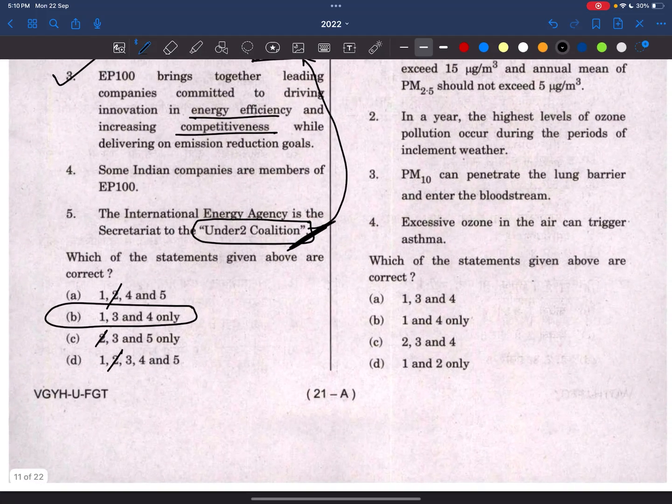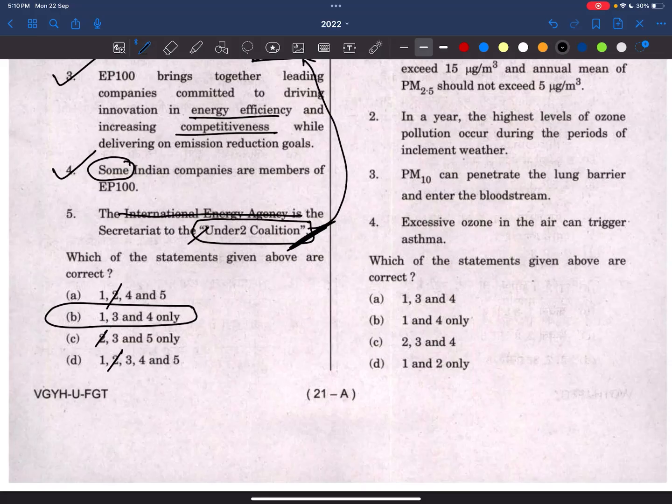Now see, some Indian companies are members of EP100. Now see, some. The possibility is there. What's wrong in Indian companies being part of EP100? So definitely they will be there. Even if you don't know, we can consider this statement as true. Now see, International Energy Agency is the secretariat to the Under2 Coalition. I've said no, it is not International Energy Agency. It is the Climate Group.